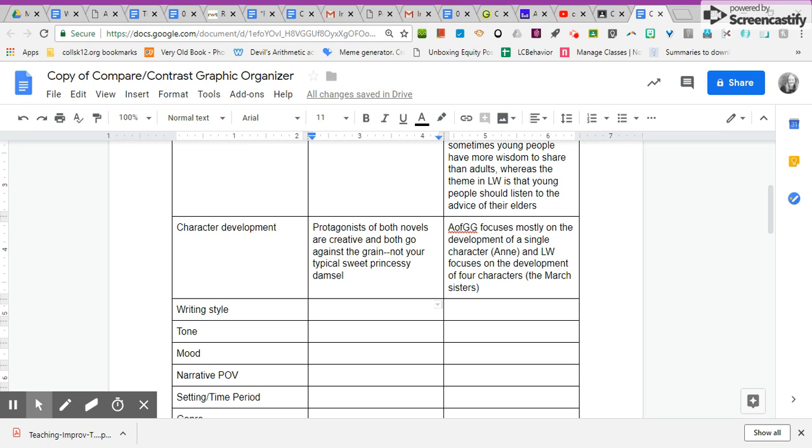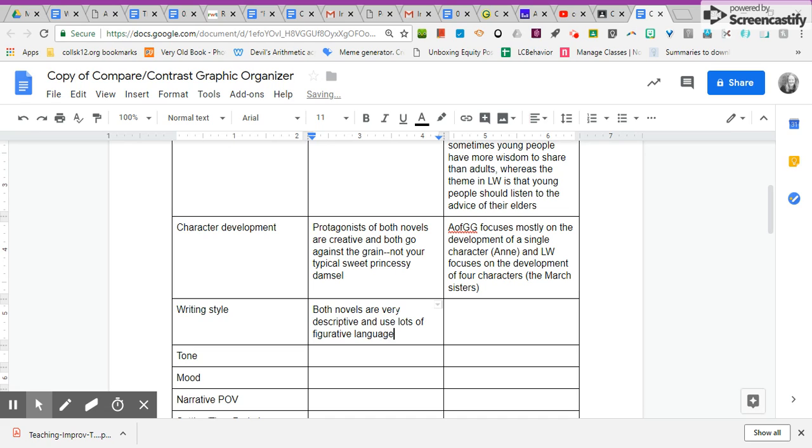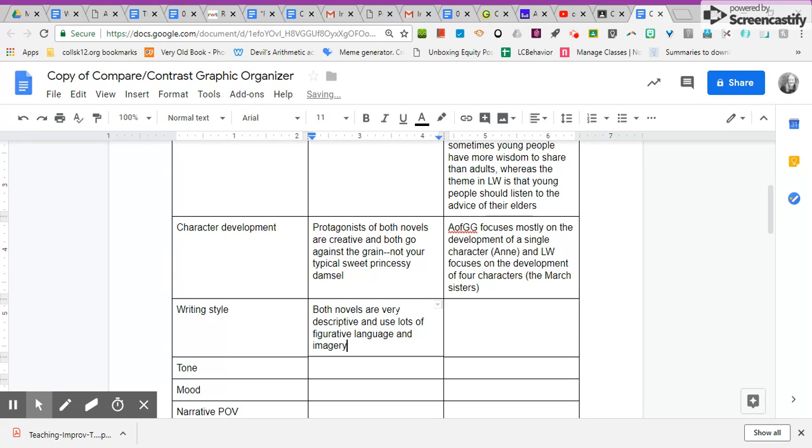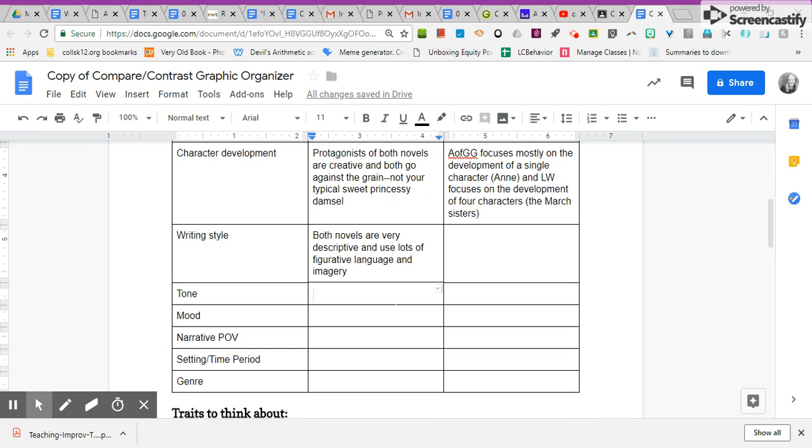So I'd say both novels are very descriptive and use lots of figurative language and imagery. Obviously, if I were writing an essay, I would want to find some real examples to prove this. I might show an example of imagery in Anne of Green Gables and an example of imagery in Little Women to show how they align with each other. So the writing style is definitely similar.